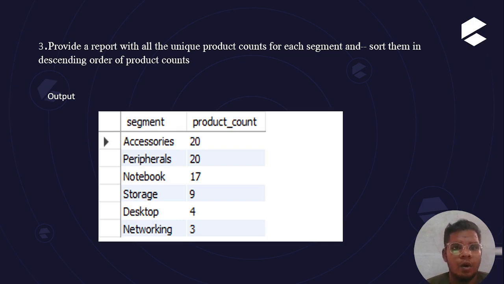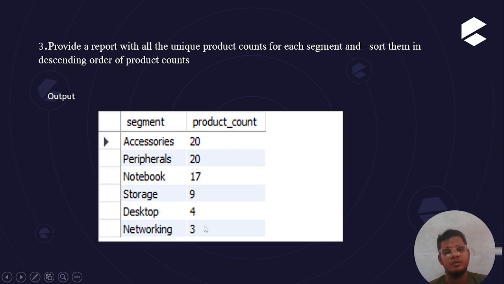Provide the report with all unique product counts for each segment and sort them in descending order of the products. Here are the segments: accessories, peripherals, notebook, storage, desktop, and networking. In these particular segments there are a lot of products. In the accessories segment the product count is 20, peripherals 20, notebook 17, storage 9, desktop 4, networking 3.